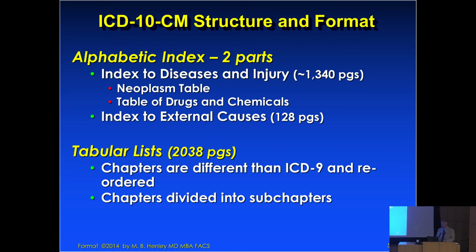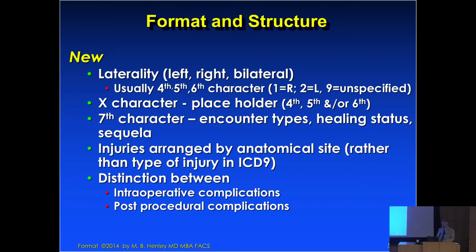Second part is the tabular list with chapters, which are different than ICD-9 and reordered and subdivided into sub-chapters and categories, which I'll show you in a moment. Here are the new parts of it. I said laterality. The X is a placeholder. The seventh character denotes the encounter type and the healing status for fractures and other injuries. Injuries are grouped again by anatomical site rather than injury. And there's a distinction between intraoperative complications and post-procedural complications.